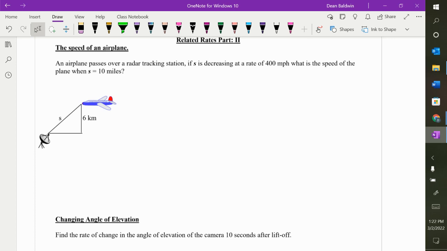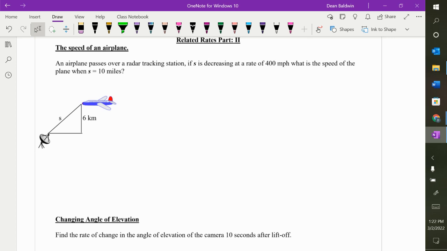So we have an airplane flying over a radar tracking station. It's all labeled. This is our s, and this is the height. This distance here is changing at a rate of 400 miles per hour. What is the speed of the plane when s is equal to 10 miles?